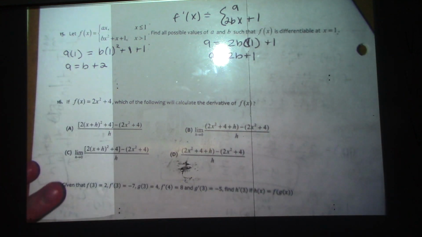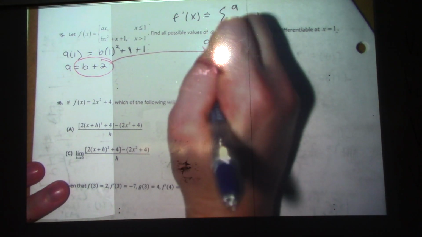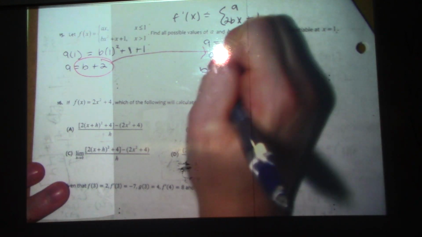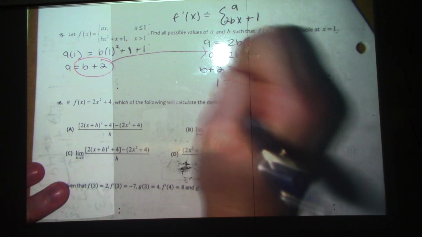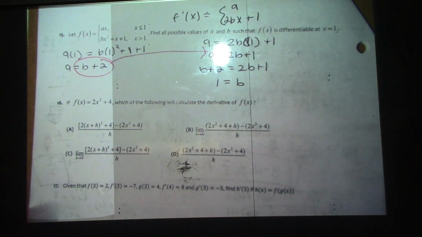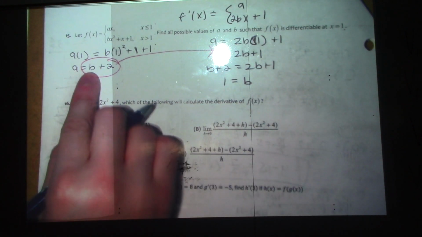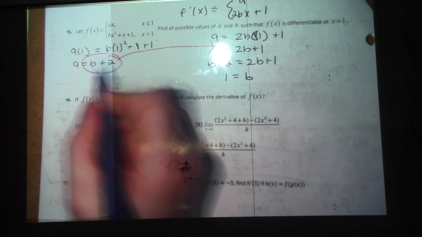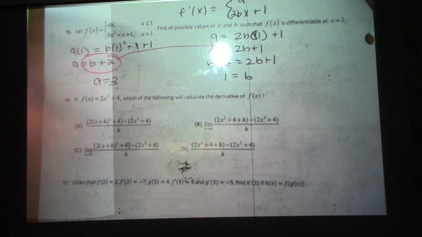And then I found the easiest thing is to just substitute a in, like this. So I've got b plus 2 equals 2b plus 1. Subtract the 1 over, subtract this over, that gives me 1 equals b. So then I get that b equals 1. And once I have that, then you can just plug in right here to get your a. So a would be 1 plus 2, so then a would be 3. So those are your two values.